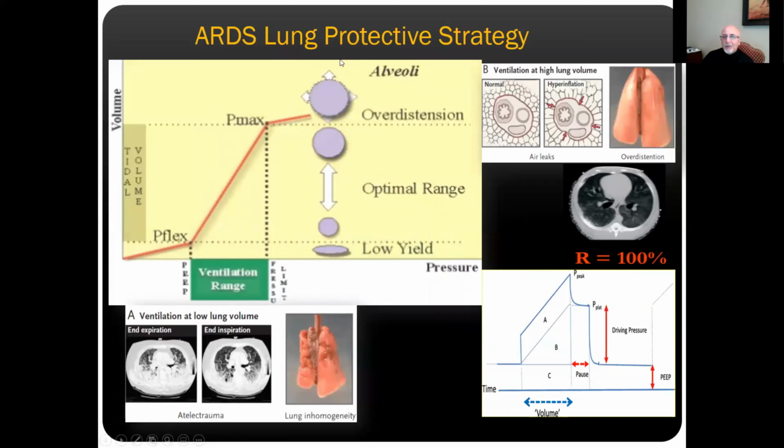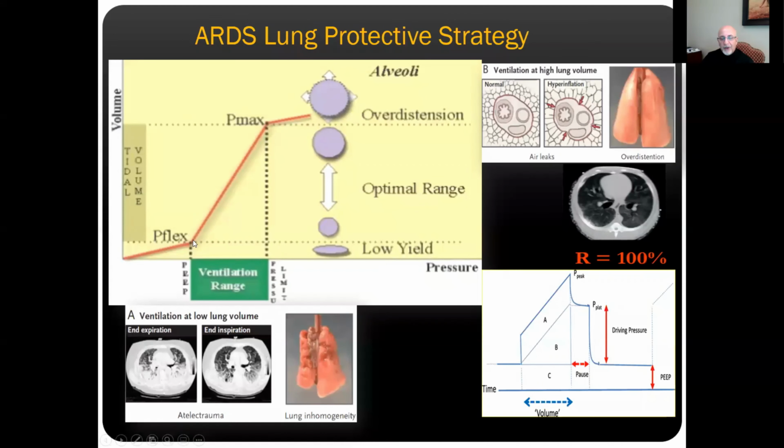So the ARDS lung protective strategy basically ensures two things. One is that we do not over-distend the alveoli, and that target should be 6 cc's per kilo, and monitoring that the plateau pressure does not exceed 30.